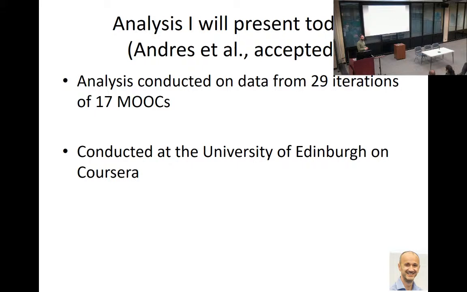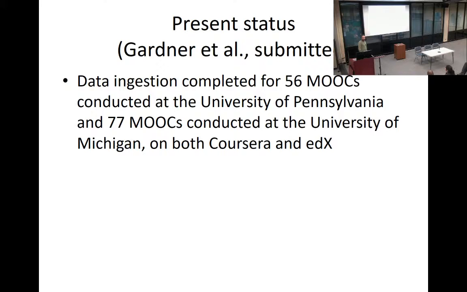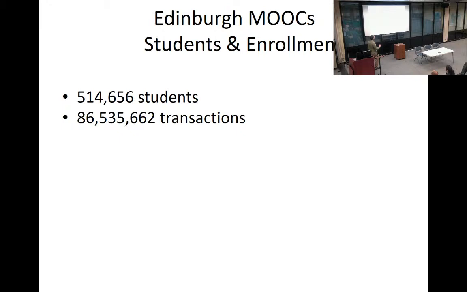So present status, by the way, of our infrastructure is we've completed data ingestion for 56 more MOOCs at Penn and 77 more MOOCs at Michigan on both Coursera and edX. So our current data set is somewhere in the scale of 1.5 million students. But in this analysis, we're only going to be working with a miserly 514,000 students' data.